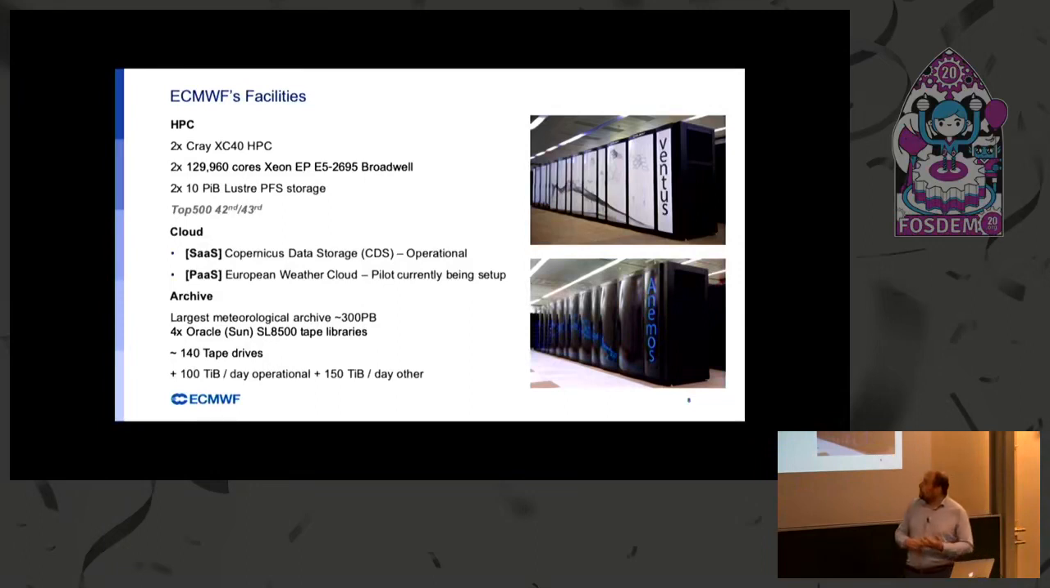Then we also have some cloud resources for disseminating our data. One is under the umbrella of the Copernicus services, and the other one is still experimental, a European weather cloud that is useful for our member states to exploit those data close to the data source. So instead of fetching the data from us, moving the data to their own facilities and performing the simulation there, they can move the computation close to the data and hopefully reduce the overall latency.